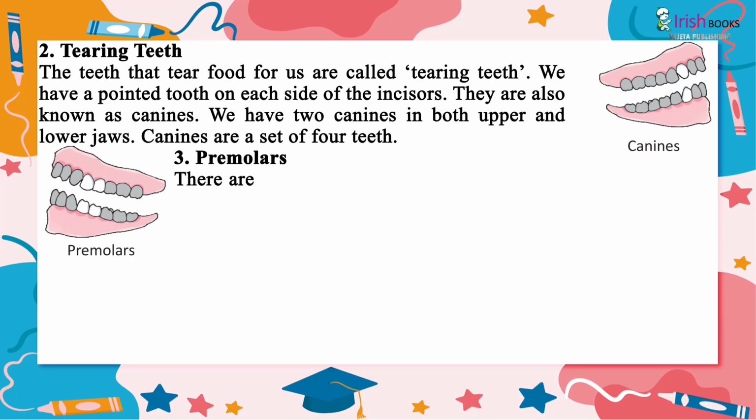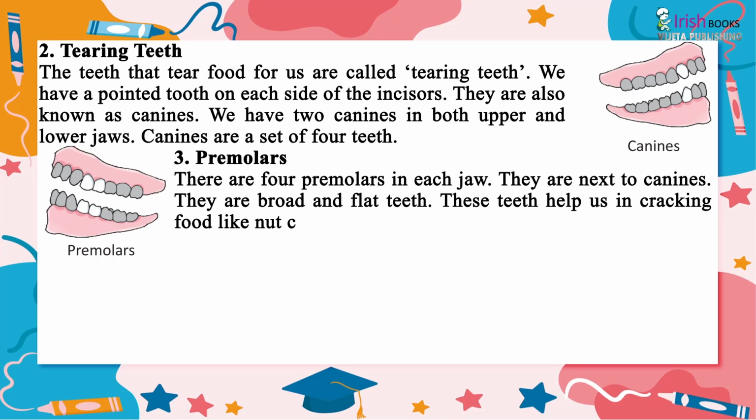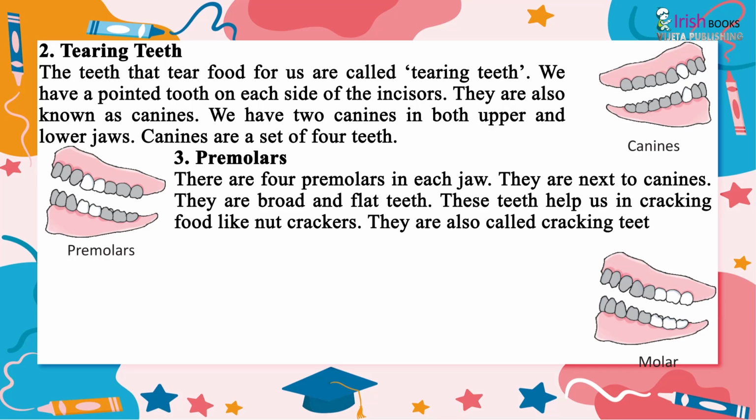3. Premolars. There are 4 premolars in each jaw. They are next to canines. They are broad and flat teeth. These teeth help us in cracking food like nut crackers. They are also called cracking teeth, premolars.